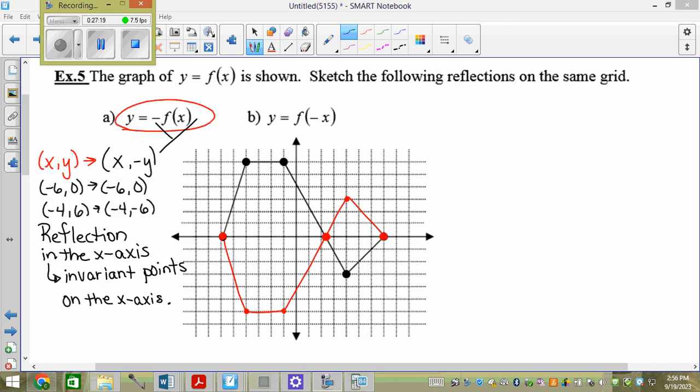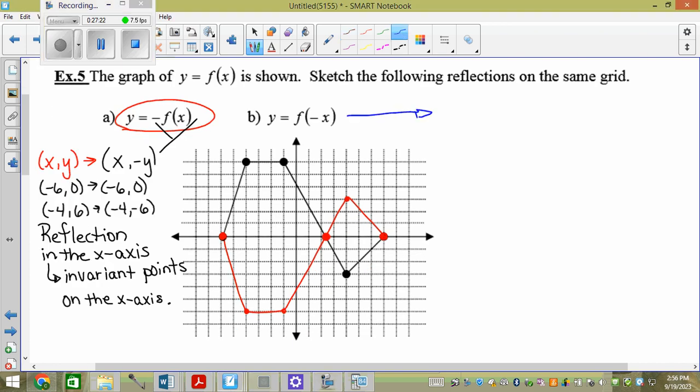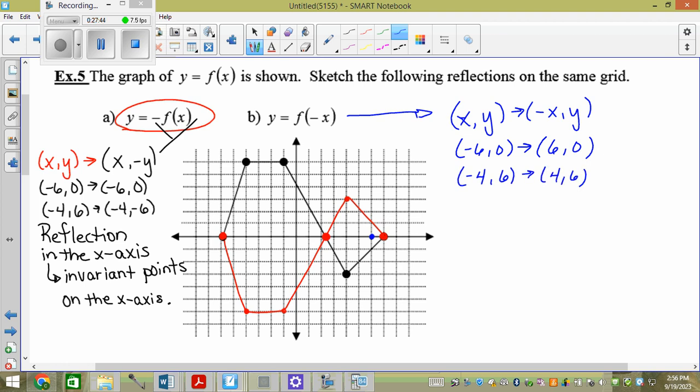Okay, you guys try B if you have. Okay, so if we look at this one, xy becomes negative xy. So if I took negative 6, 0, it's going to become 6, 0. So here. And then if I take negative 4, 6, it's going to become 4, 6. So here. And this is here. And then 1, 2, 3, 4, and 2, 3, 4. Like that. And then like that.